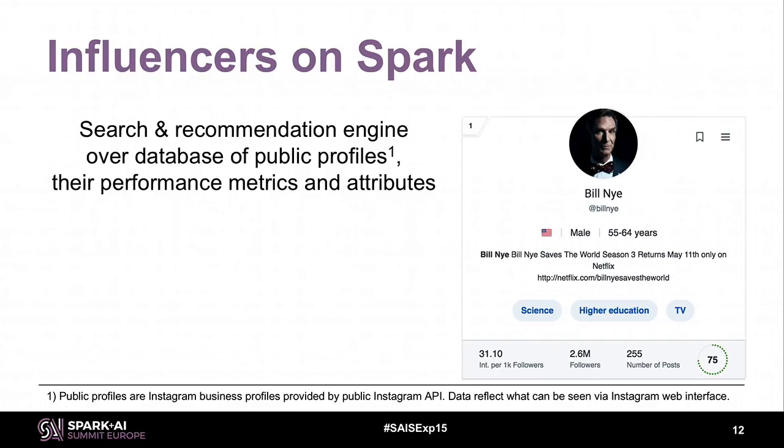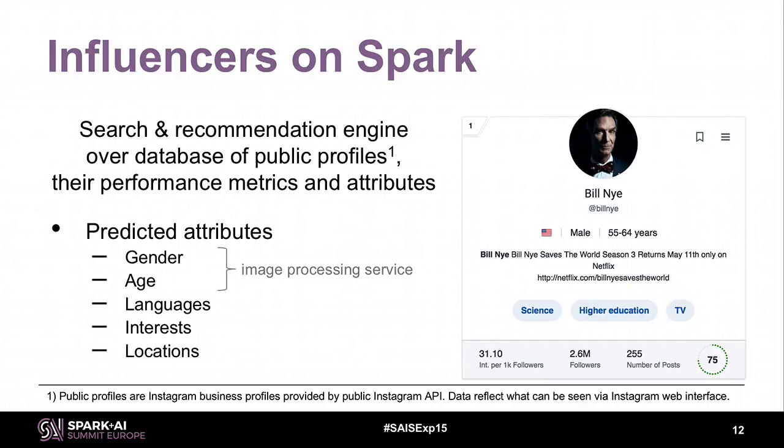On the right side of the slide, you can see a typical Instagram profile enriched with these attributes and metrics. The attributes are not available through the API. We have to derive them on our side. And to do so, we've built a number of predictors. We can predict age, gender, languages, interests, and locations. Specifically in the case of gender and age, we exploit a third-party API for image processing, but the rest is built and run completely in-house.